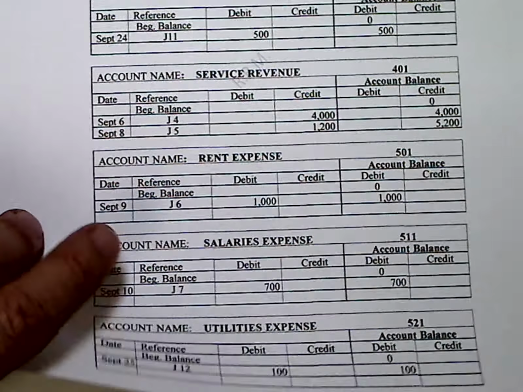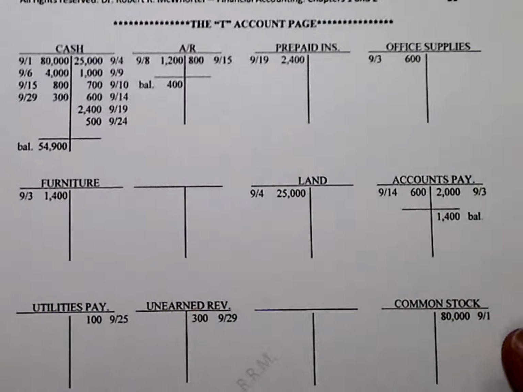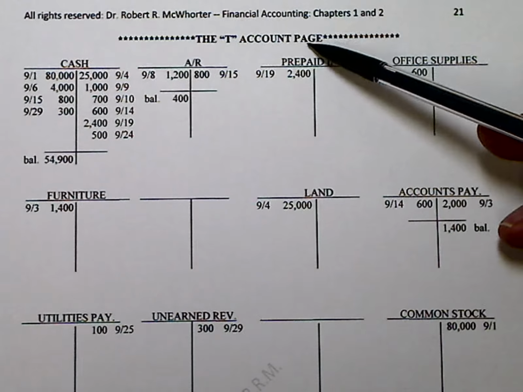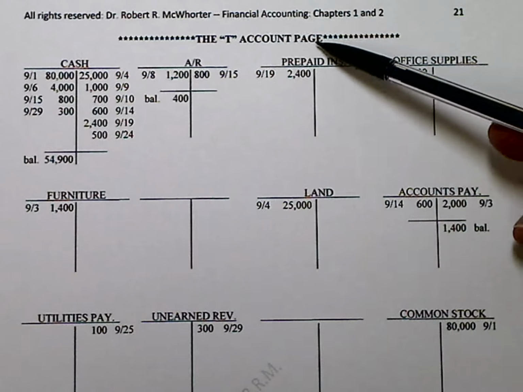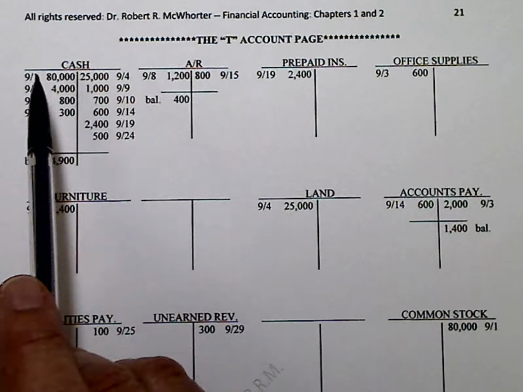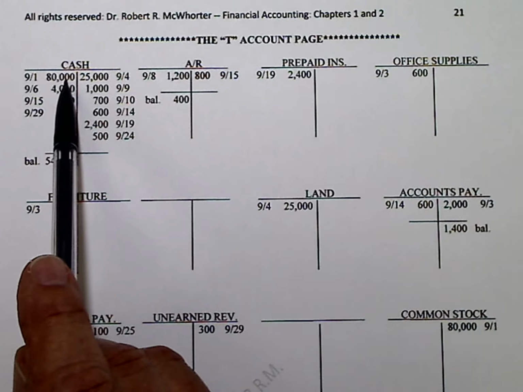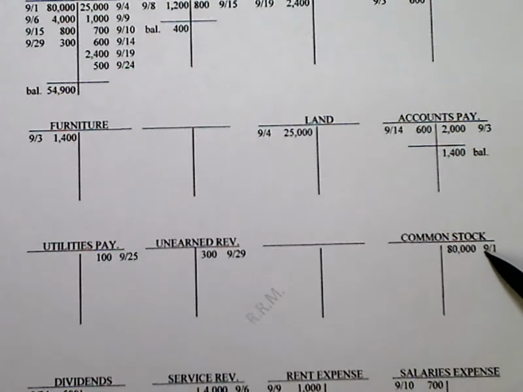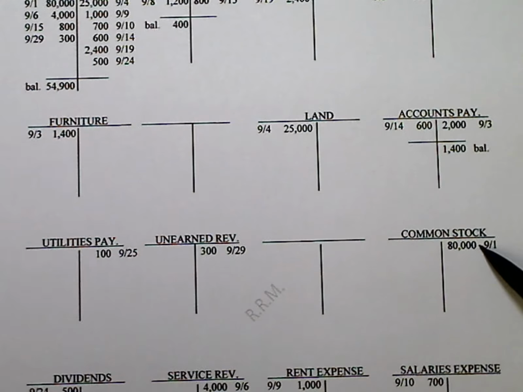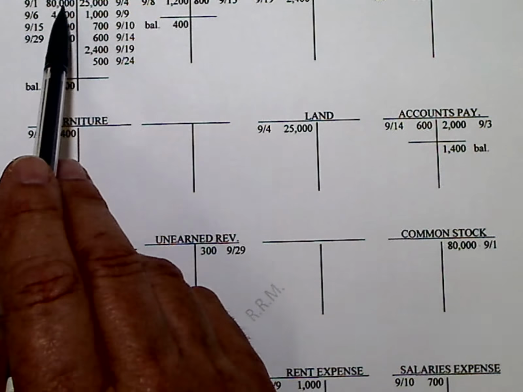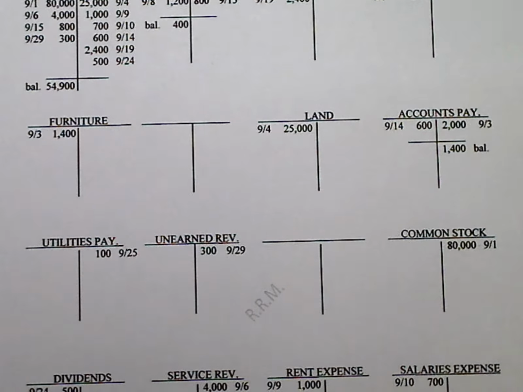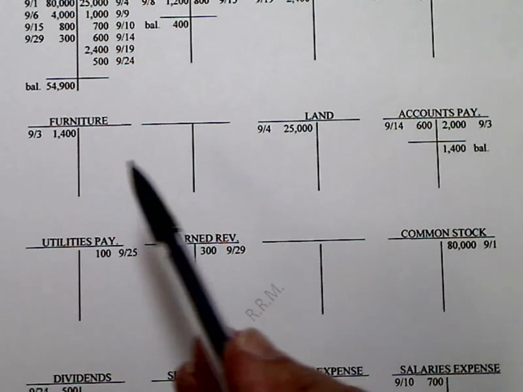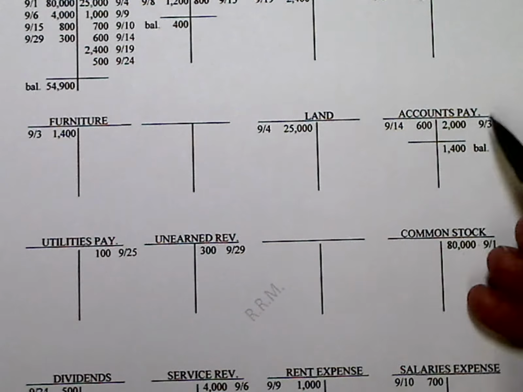Now, the accountant, the previous accountant in our story, also posted all of those journal entries onto a T account page. Now, T accounts, let's see, here's the cash, 80,000, when cash went up and stock was issued. And here's the credit to common stock. You can see that each one of these, the second one, let's see, where was that? Oh, office supplies, 600. Where's furniture? Here it is, furniture, and accounts payable right there.